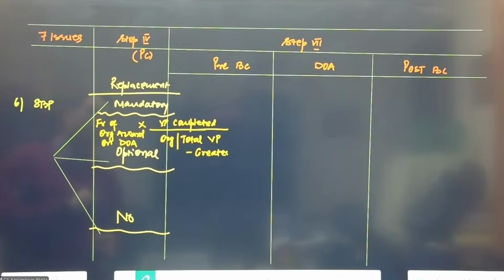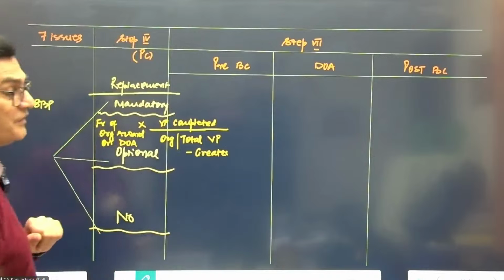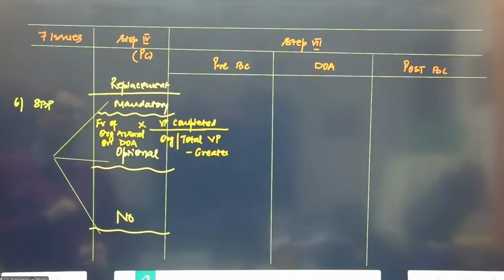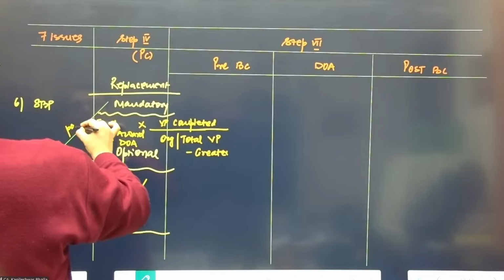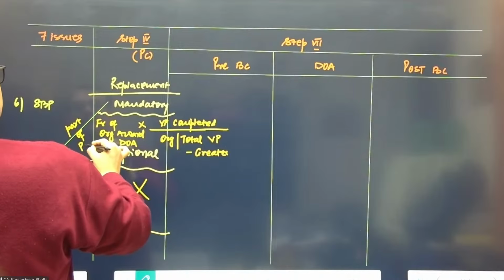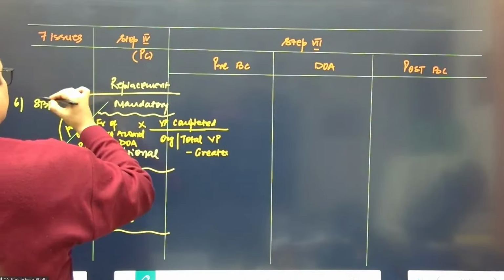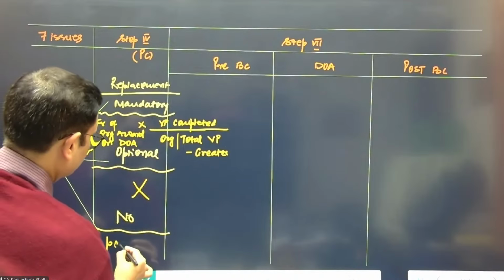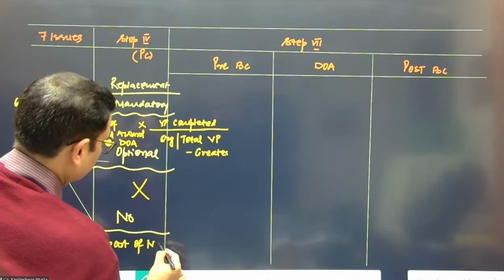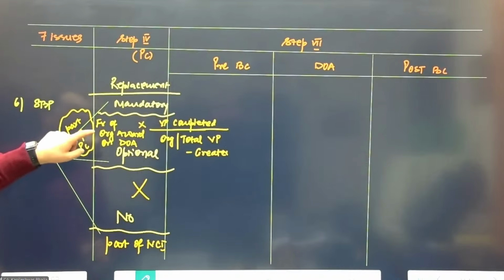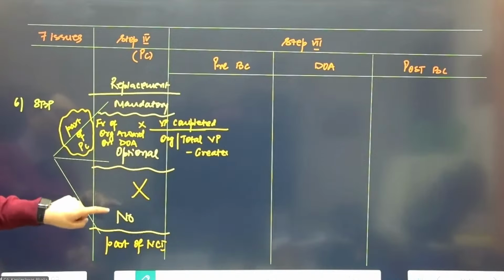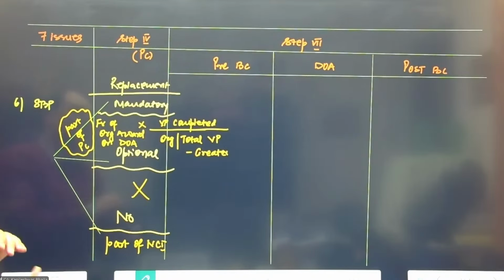In terms of optional replacement, would you take this as a part of PC? No, sir. And if it is a case of no replacement, is that a part of the purchase consideration? No. If it is no replacement, is it a part of PC or a part of something else? Part of NCI. That's right, absolutely. The calculation is the same, so I'm not repeating the calculations, but it becomes a part of the NCI.